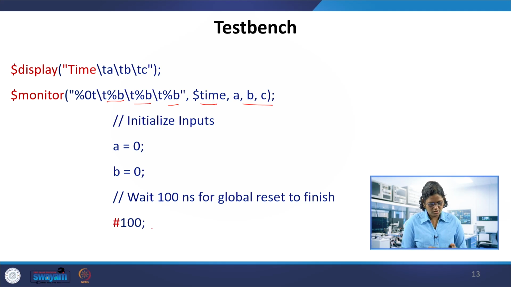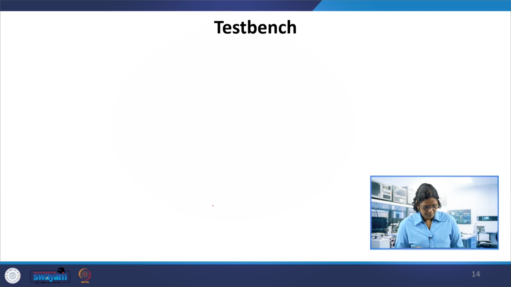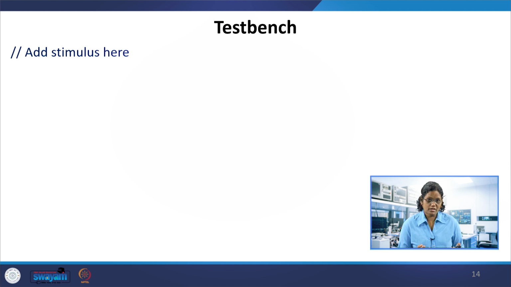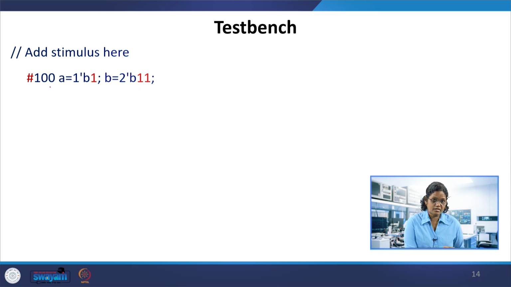#100. These details we have covered already in the previous lectures when we did the first simulation. Wait for global reset of #100, that is 100 nanoseconds here. Add stimulus. Now after 100 nanoseconds, A is made 1 and B is 2 bits 1 1. So 4 times A we need to get, and B is 1 1. After that A is made 0 and B is 2 bits 1 1.